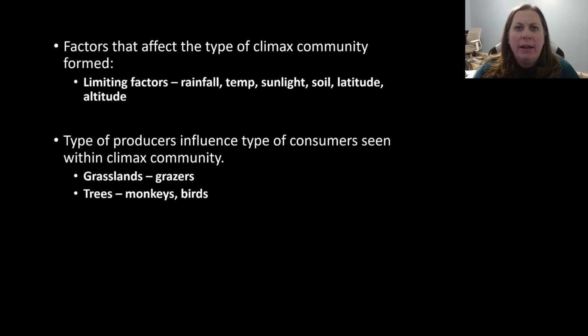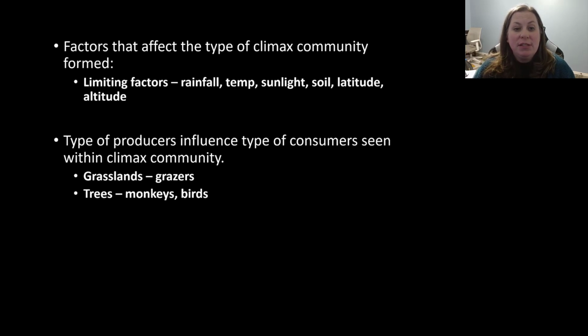You guys have all gone to mountains before, where you see the plants start to change as you move up the mountain. You'll also see the animals change as you move up the mountain. That's because these factors affect what type of climax community is there. It doesn't mean the community is not mature. It just means that it changes it.